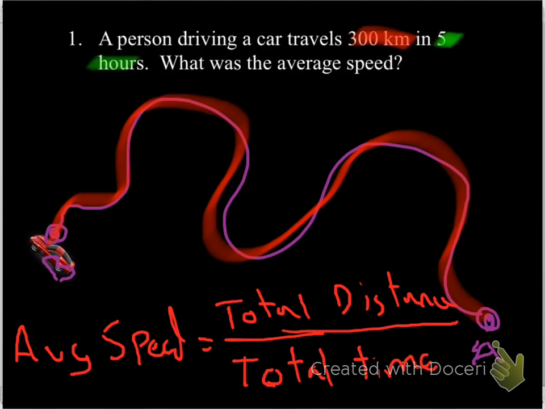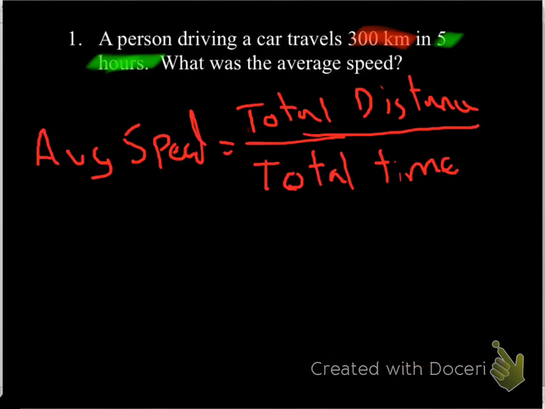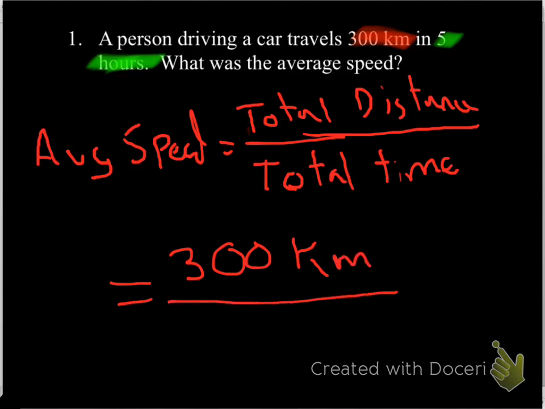So this 5 hours. Whenever we get a problem like this, it's important that we identify the important information. So on this, the important information is going to be the distance and the time. So for this problem, the total distance is, like we already identified, 300 kilometers. It's really important that we write the units here. And the total time is just going to be 5 hours.